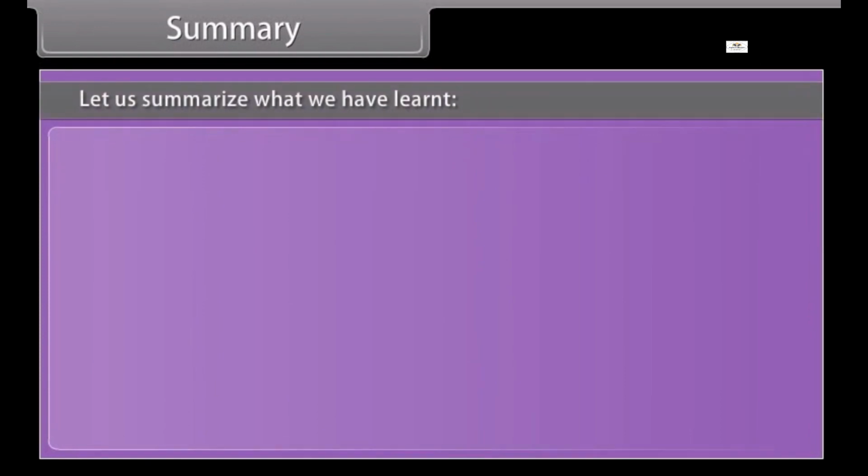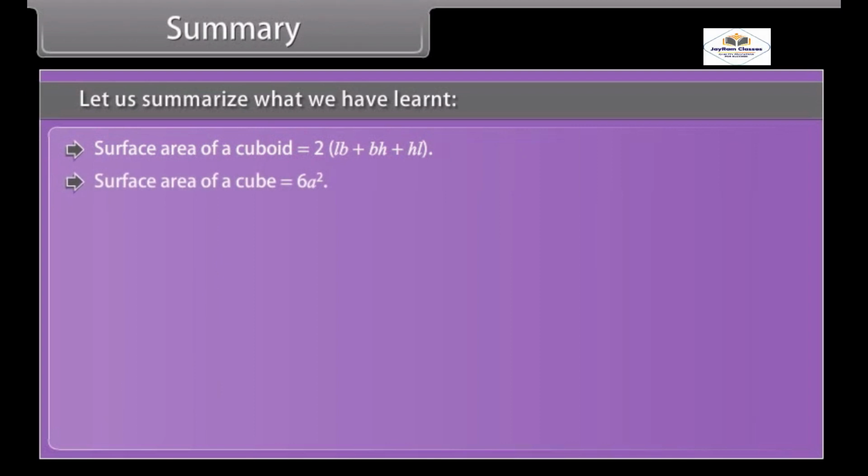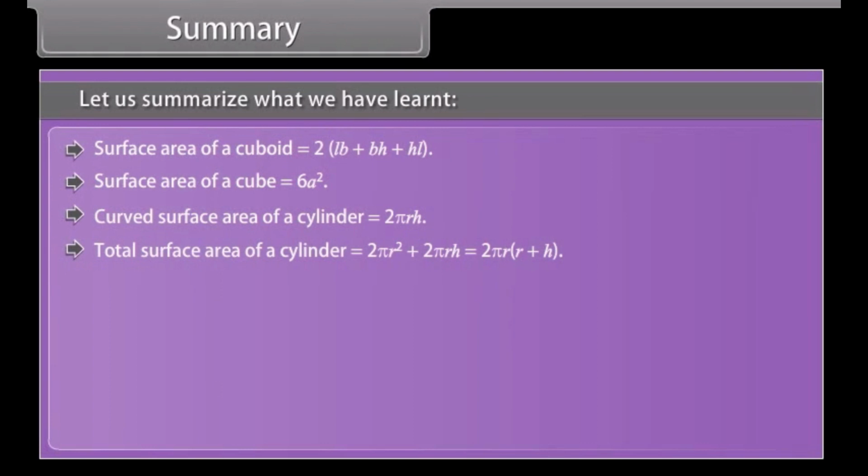Summary. Let us summarize what we have learned. Surface area of a cuboid is equal to 2 into (LB plus BH plus HL). Surface area of a cube is equal to 6a square. Curved surface area of a cylinder is equal to 2 pi rh. Total surface area of a cylinder is equal to 2 pi r square plus 2 pi rh, which is equal to 2 pi r into (r plus h).